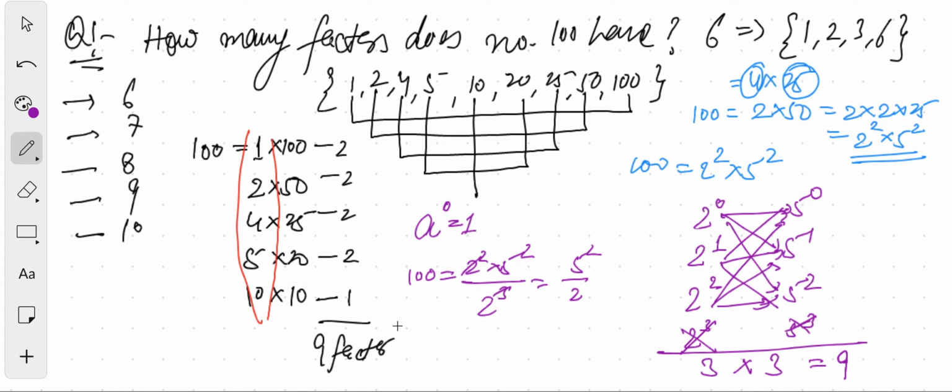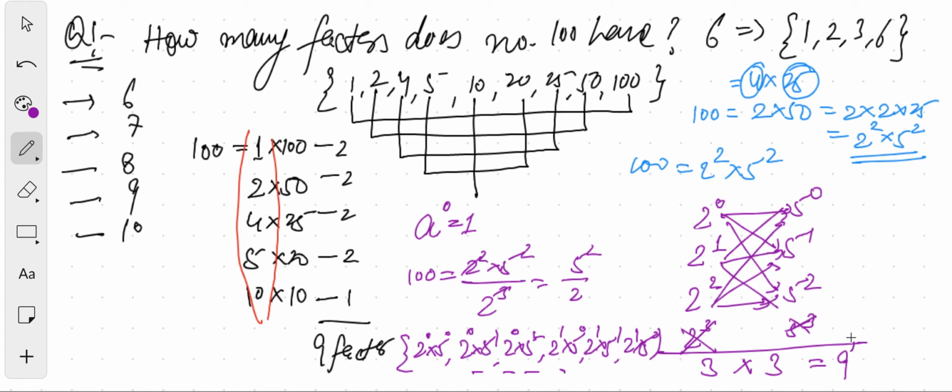If you did not understand the combinations, let me write them down. The first combination is 2 raised to the power 0 times 5 to the power 0. The second is 2 raised to the power 0 times 5 to the power 1, then 2 raised to the power 0 times 5 raised to the power 2. Then 2 raised to the power 1 times 5 to the power 0, 2 raised to the power 1 times 5 to the power 1, and 2 raised to the power 1 times 5 to the power 2. That way we have written all the combinations, and the number of factors of 100 is 9.